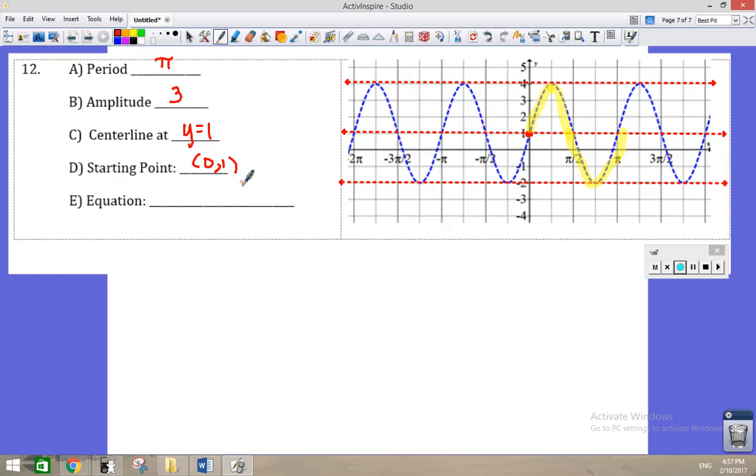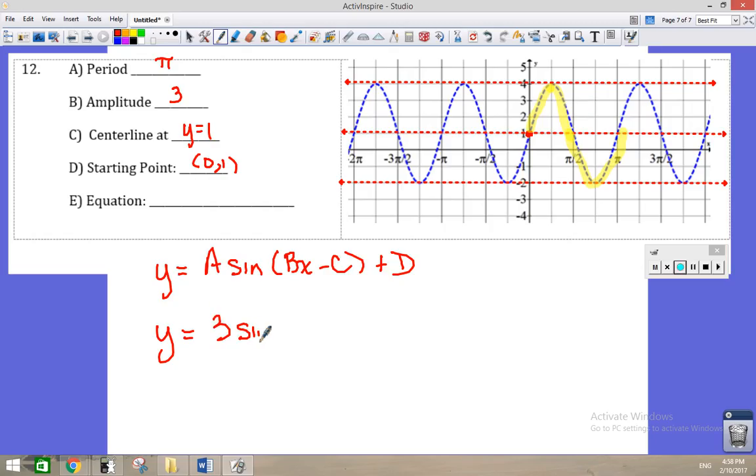Alright, so let's see then. I don't have any kind of reflection, so I don't have to worry about making my amplitude negative in my equation. So let's make this a sine curve. Let's put down our general form. Alright, so what do we have? With an amplitude of 3 and no reflection, this is going to be 3 times the sine.